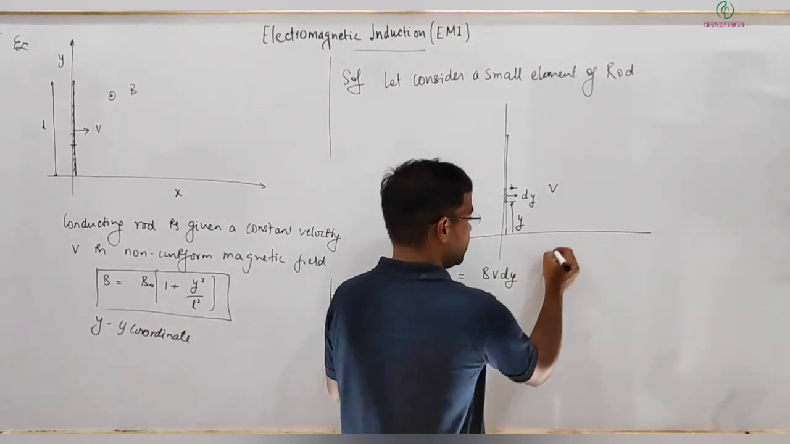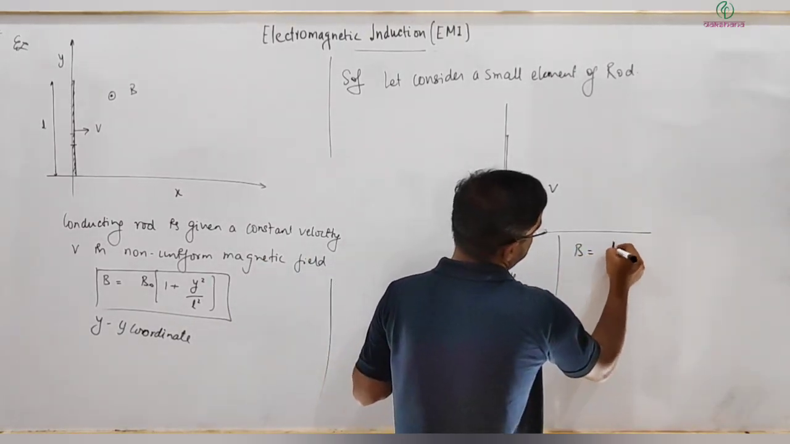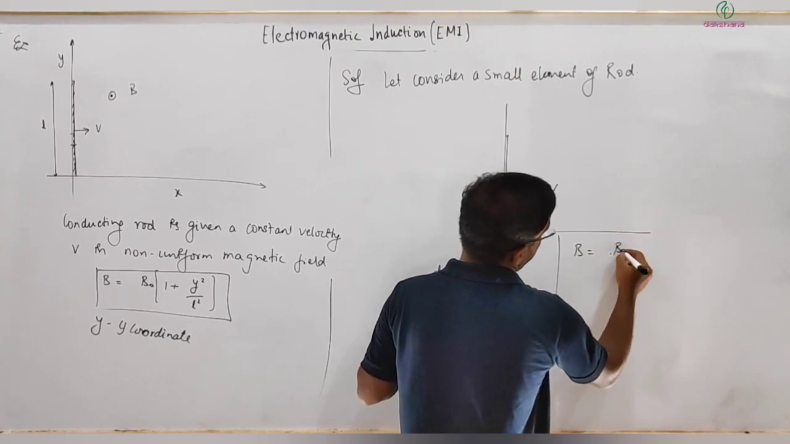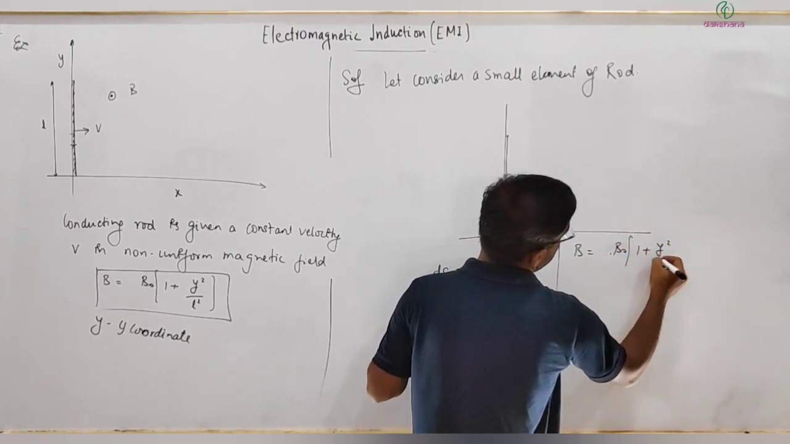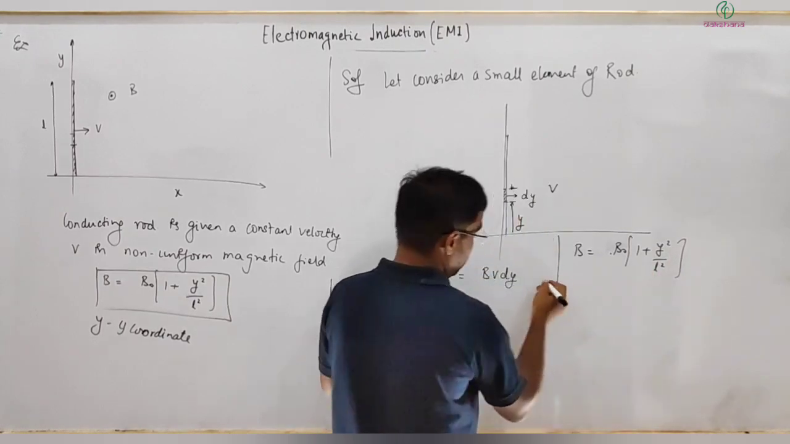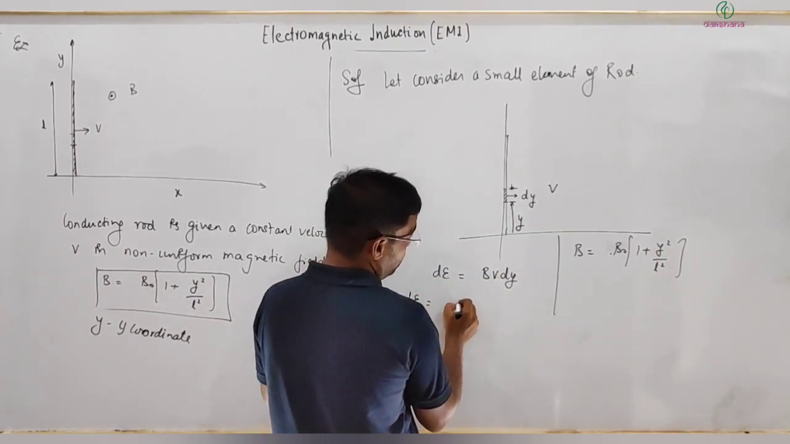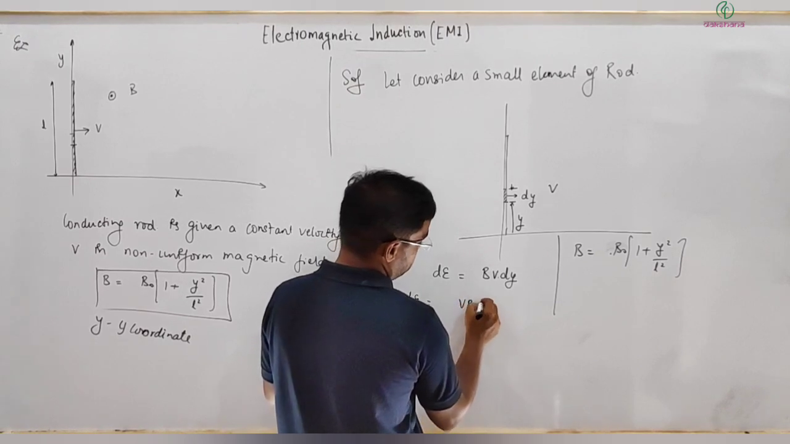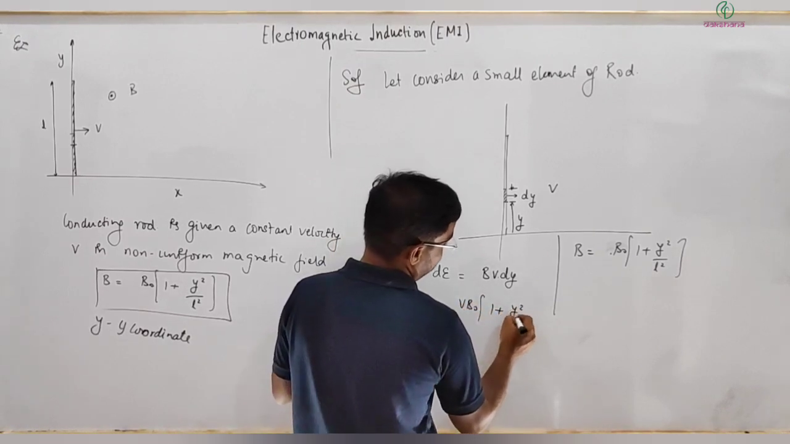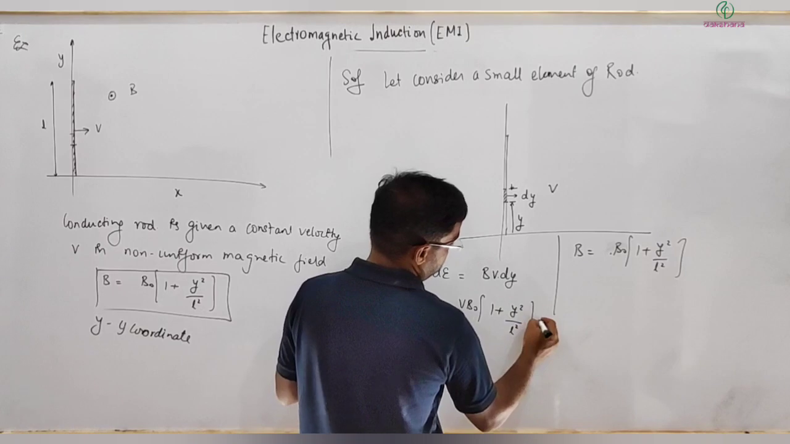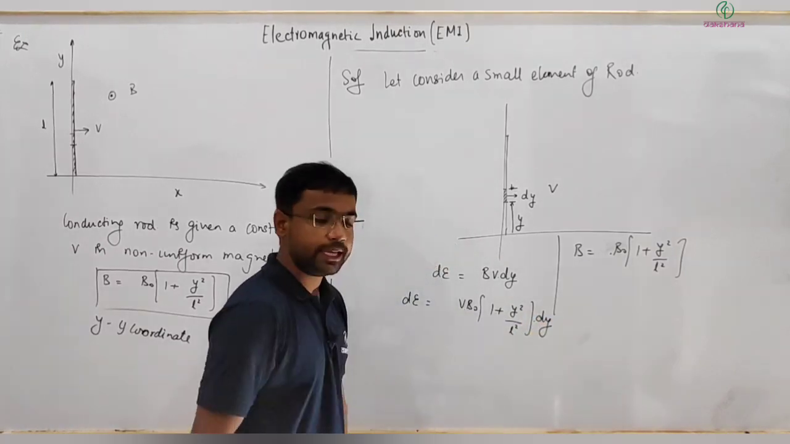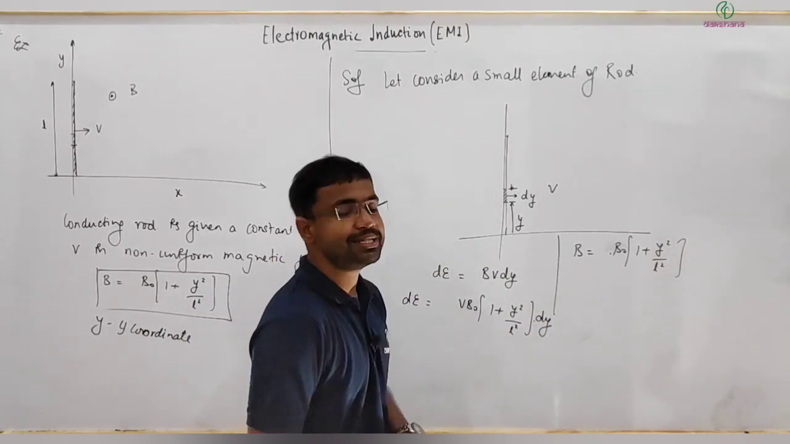And B is given by B naught into 1 plus y square by L square. I can substitute, so dE is equal to V B naught into 1 plus y square by L square multiplied by dy. Clear?